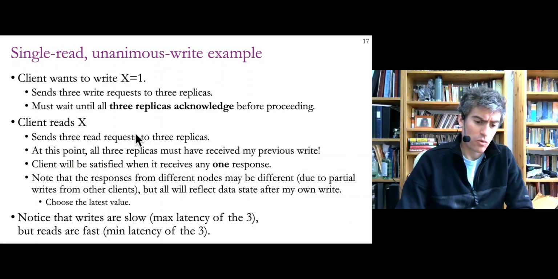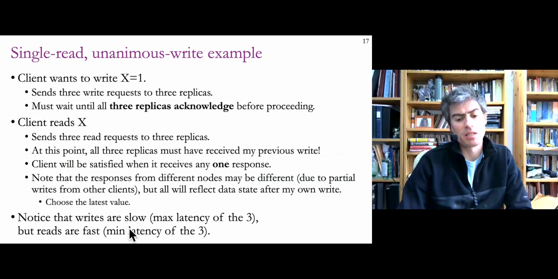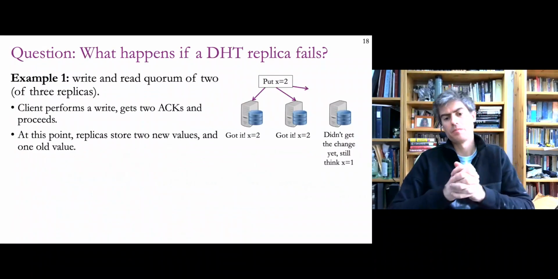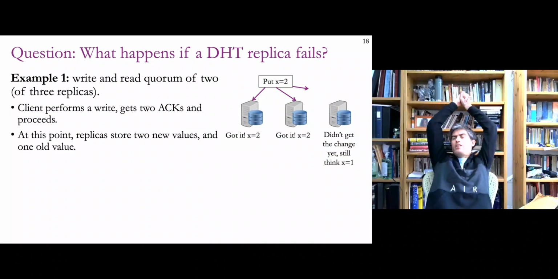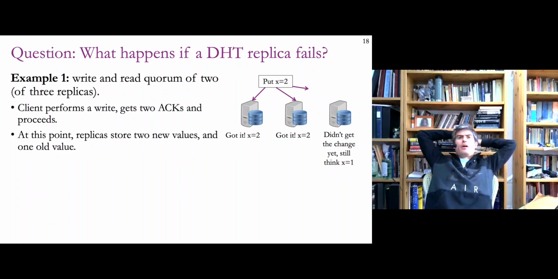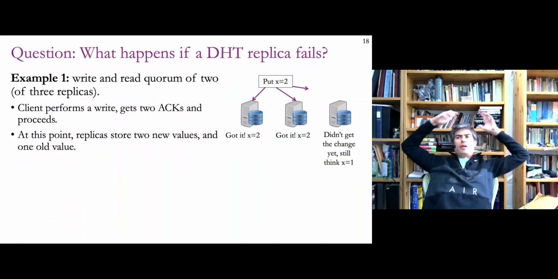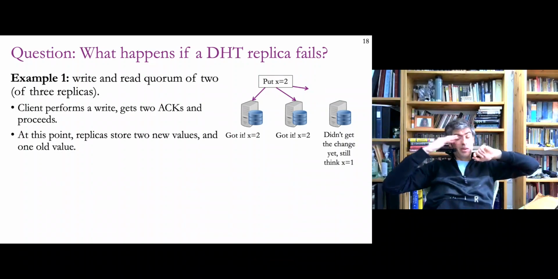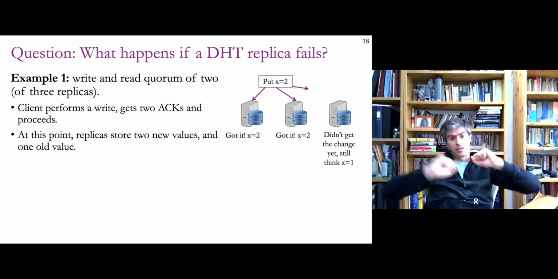And in this case, notice that the writes are kind of slow. The time it takes to do a write is the maximum of the latency of the 3 replicas, but reads are fast because it's the minimum of the latency of the 3. So whenever any one of them comes back, we proceed. All right, so that ensures consistency, irrespective of what the timing was of reads and writes that are happening concurrently in the system.